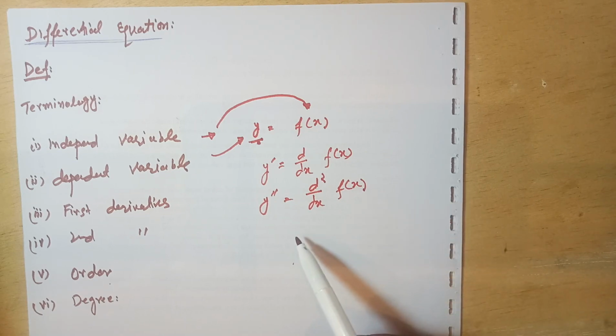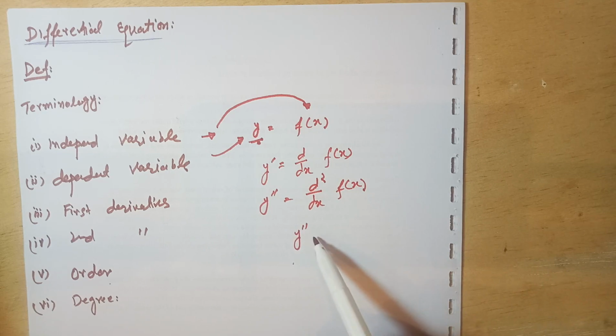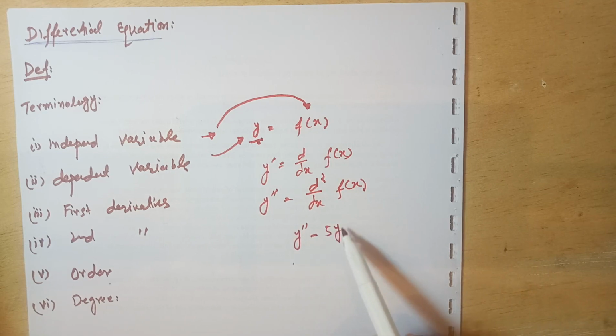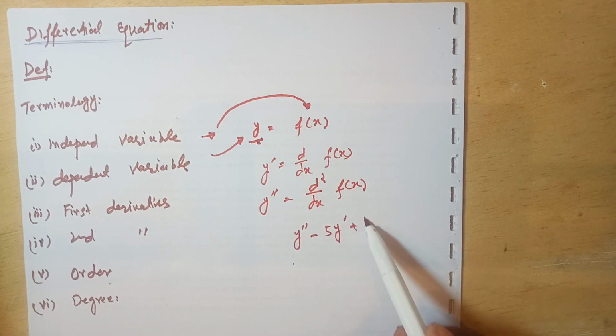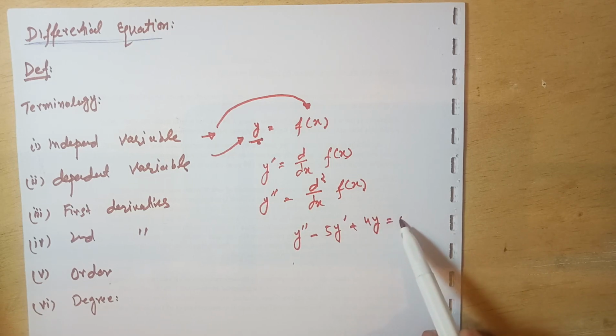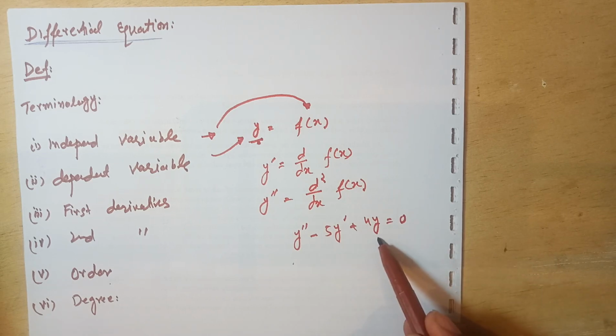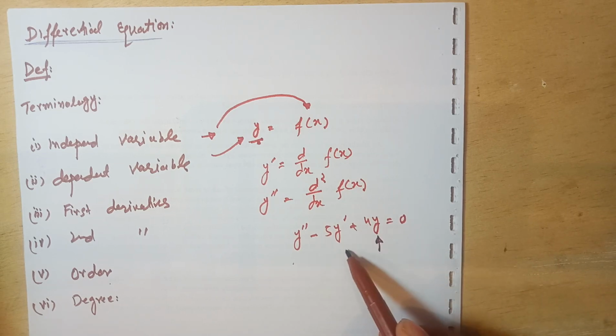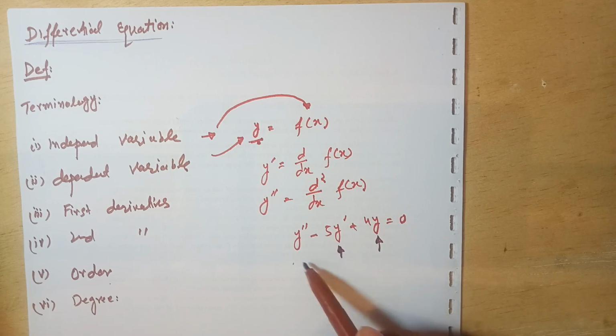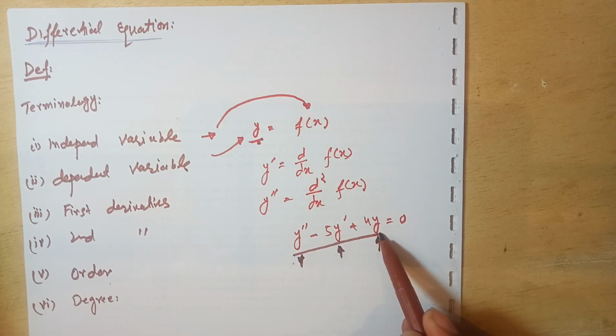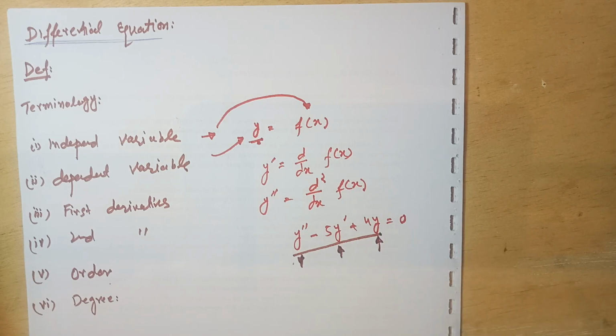If you take an example like y double prime minus 5y prime plus 4y is equal to 0. So this equation consists of a differentiable function y, its first order derivative and its second, and the combination of these is called a differential equation.